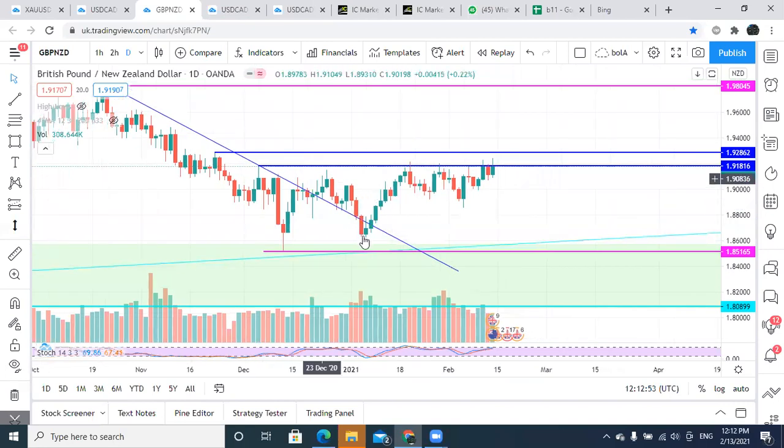We can continue to be testing that support. What do you want to do in a consolidation? You just want to be buying the support and selling the resistance. What is our recent resistance? It is over here, right? In this daily. And that's the reason why.